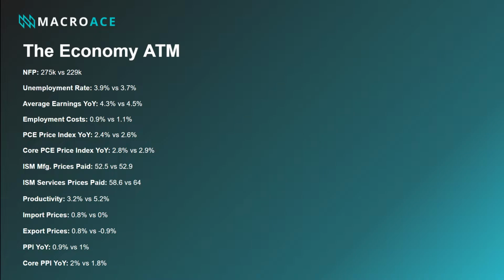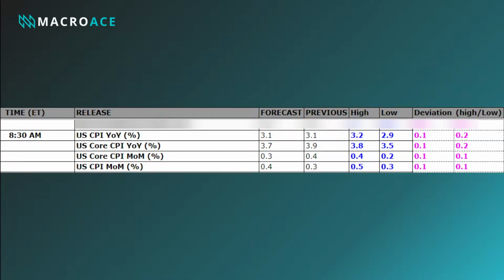Productivity, so services is going to be key to keep an eye on, but you can see here that prices paid by some services are also ticking down. Productivity ticked down 3.2%, import prices going up to 0.8, export prices also going up to 0.8. PPI prices year on year ticking down 0.9%, and core PPI ticked up to 2% compared to 1.8%. Don't forget, that is going to be out this week too. We won't be covering the PPI. The market reaction is definitely not as big as the CPI release, but we will keep an eye on it anyway. So then let's look at the ranges and deviations.